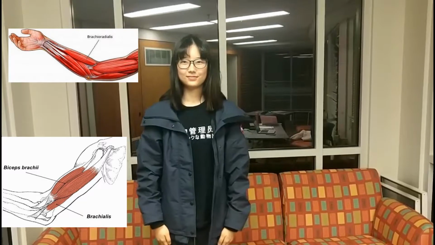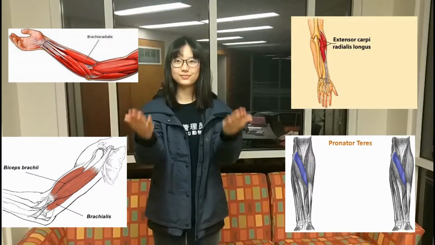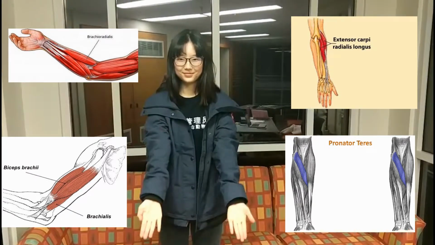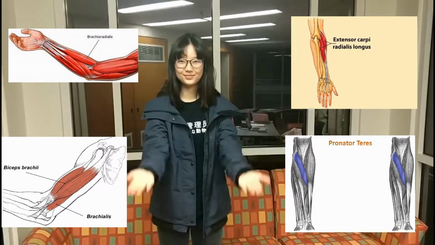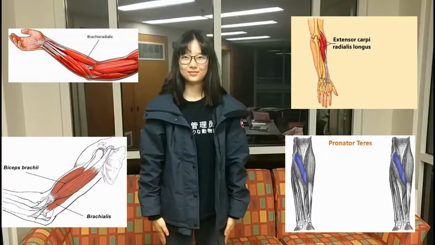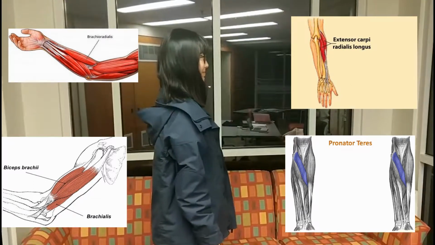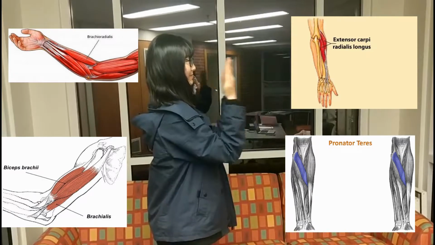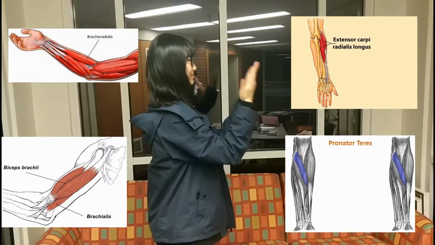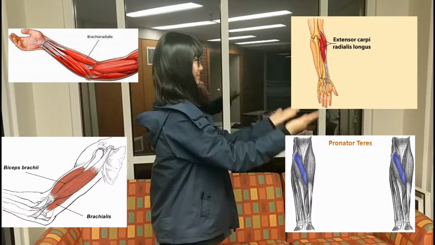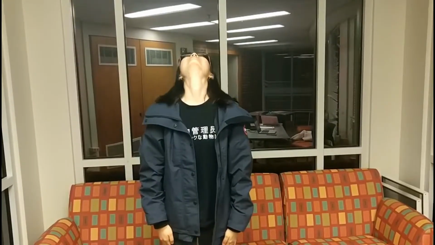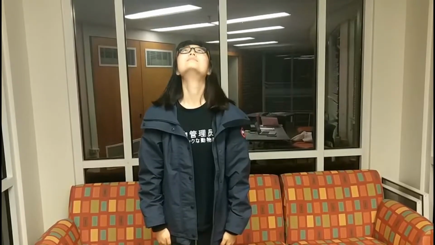Brachioradialis and brachialis are also involved. The pronator teres, flexor carpi radialis, and extensor carpi radialis longus are also involved in elbow flexion, but not to the extent of the biceps, brachialis, and brachioradialis. These three small forearm muscles are mainly responsible for movement of the wrist and forearm, but they do assist during elbow flexion. The other movement I usually do is the hyperextension of my head.